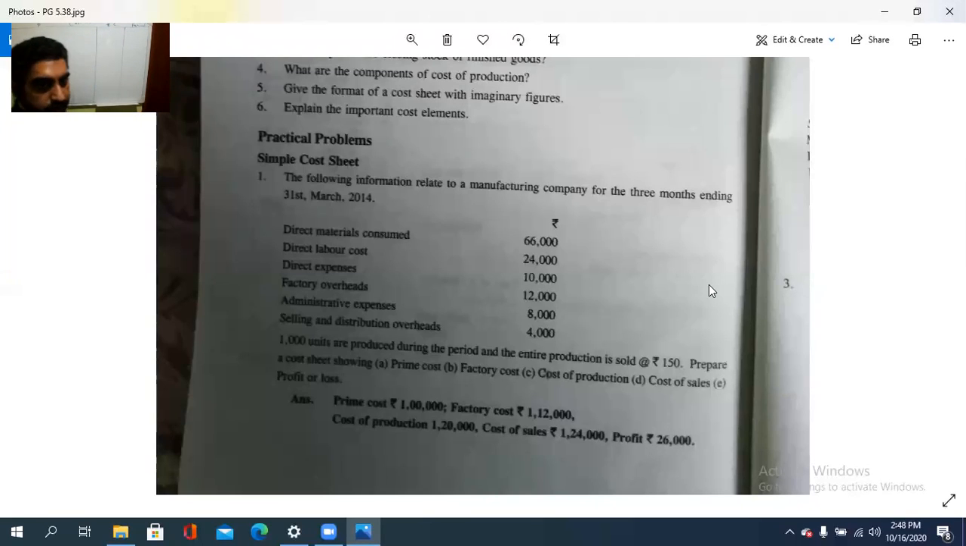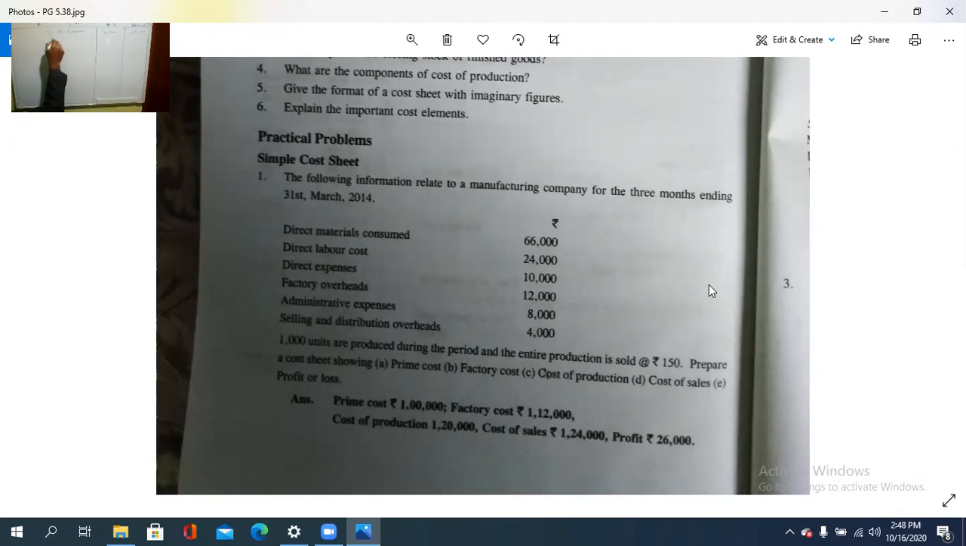So simple cost sheet. Under that, what is the direct material consumed? How much is it? 66,000. Same 1,000 per unit, isn't it? 1,000 units are produced during the period and the entire production is sold at 150. So 150 into 1,000, so 1,50,000 is the total sales. Clear? Prepare a cost sheet showing prime cost, factory cost, cost of production, cost of sales, profit or loss.